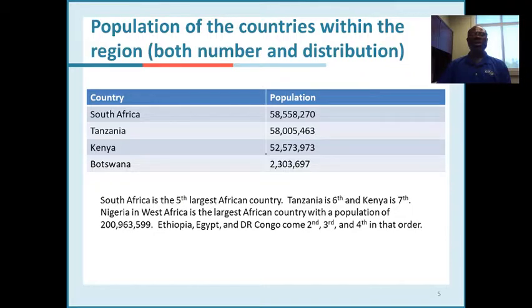By population, South Africa is about 58.5 million people, Tanzania 58 million, Kenya 52.5 million, Botswana 2.3 million. South Africa is the fifth largest African country, Tanzania is sixth, and Kenya is seventh. Nigeria in West Africa is the largest African country with a population of 200 million people. Ethiopia, Egypt, and the Democratic Republic of Congo come second, third, and fourth in that order.